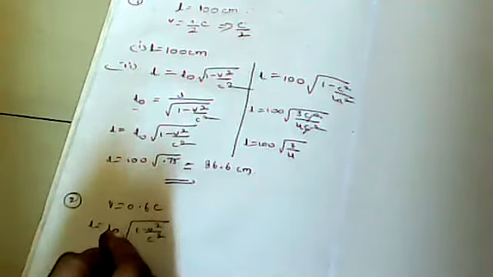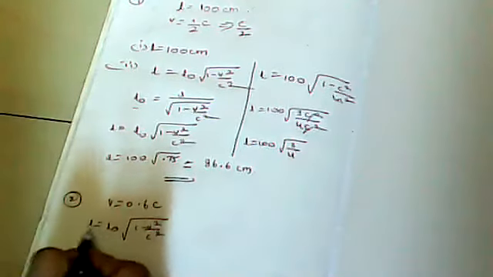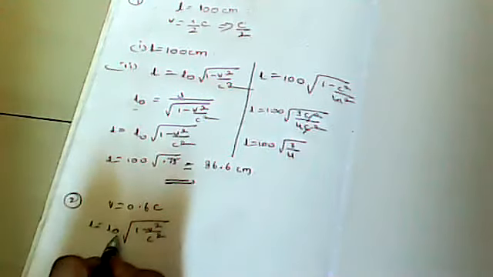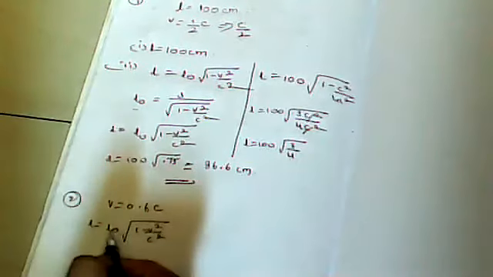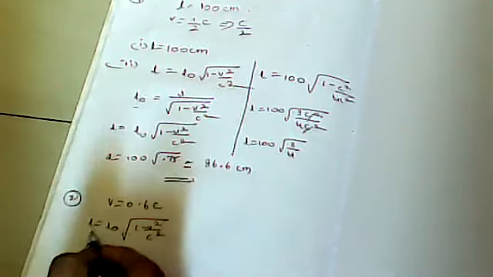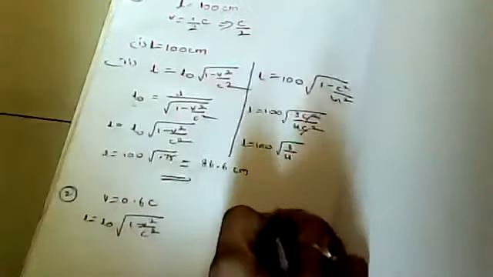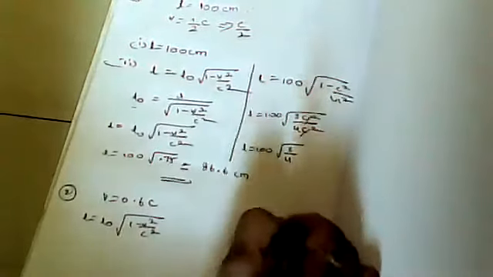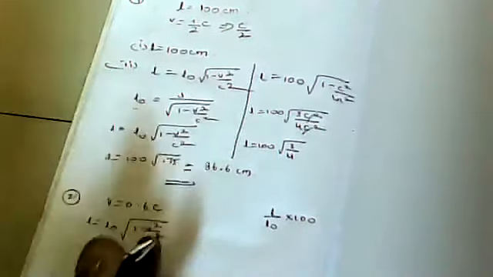Percentage of contraction means there is some change in the length. The change is L, the initial length is L naught. So what is the change, right? So what percent is 2 in 5? We do 2 by 5 into 100, right? 5 is the initial there, right? So similarly, what percent is L in L naught? We do L by L naught into 100. Right? So that only we have to do.